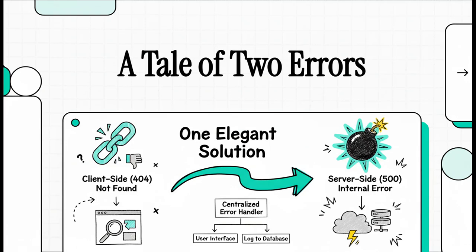Let's be real. In any web app, things are going to break. It's just a fact of life. So the real question isn't if they'll break, but how you're going to handle it when they do. Today, we're diving deep into a fundamental challenge for any Express.js developer, managing user mistakes and server meltdowns without the whole app just falling apart. It's a tale of two very different errors, and thankfully, there's one elegant solution to master them both.